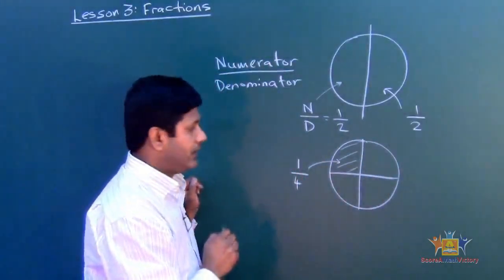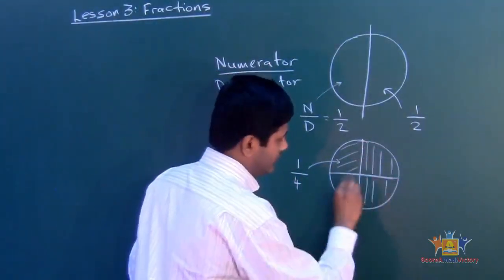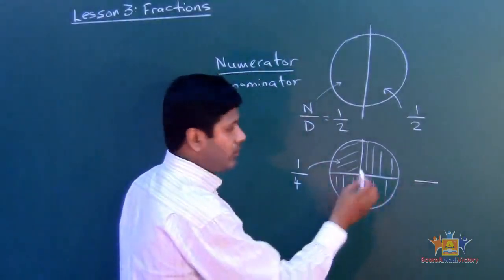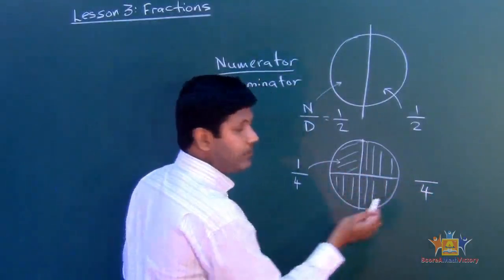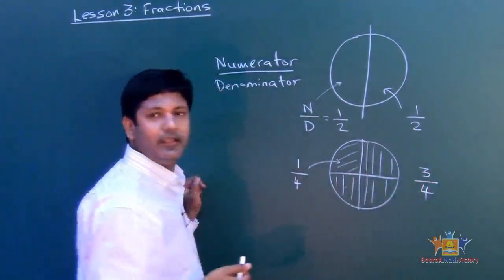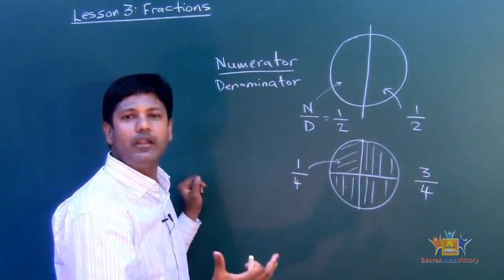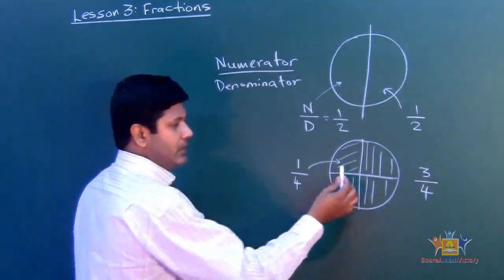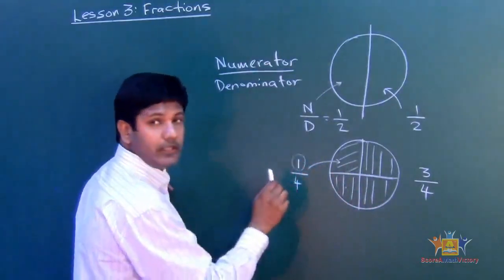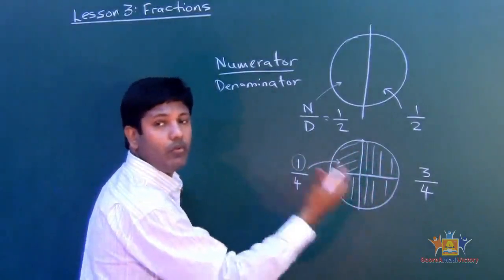Let's say I want to represent this whole thing. How do I do that? First, what's the denominator? 1, 2, 3, 4. And how many pieces do I want to represent? 1, 2, 3. I put 3 right there. That's it. Pretty easy, isn't it? Very straightforward. Keep in mind, the pieces that I'm representing is the numerator. The denominator is the total pieces that I cut the whole pizza into.